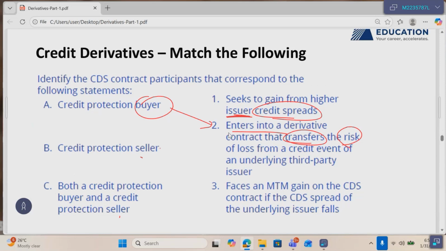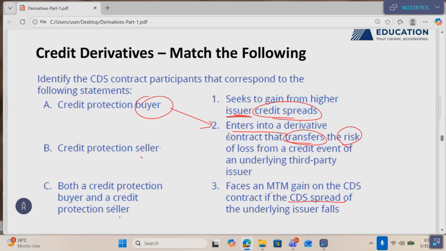Is it both or is it the seller? Okay, and faces an MTM gain on the CDS contract if the CDS spread of the underlying issuer falls. The CDS spread is again the amount of default, right? If that falls, then who will make a gain on the CDS contract? Credit protection buyer and the credit protection seller. That's interesting. So, because we are saying both, actually no, sorry, it's both the buyer and the seller.